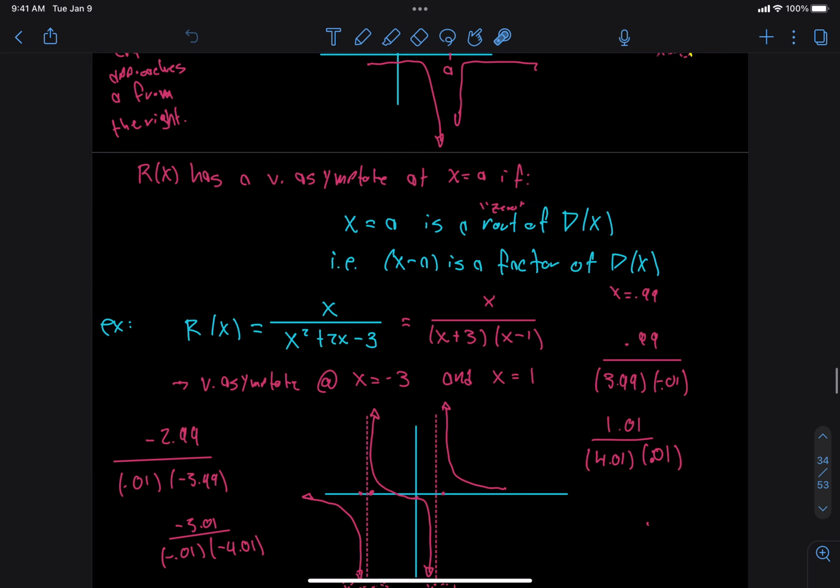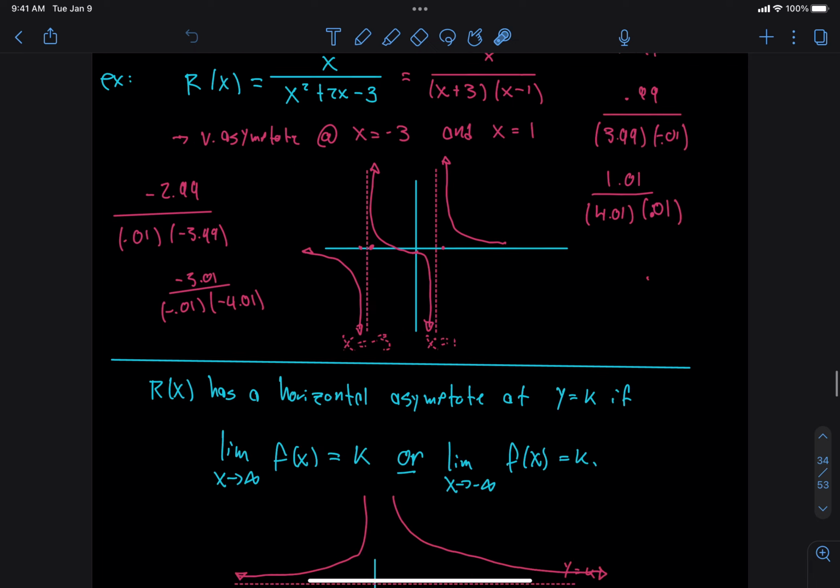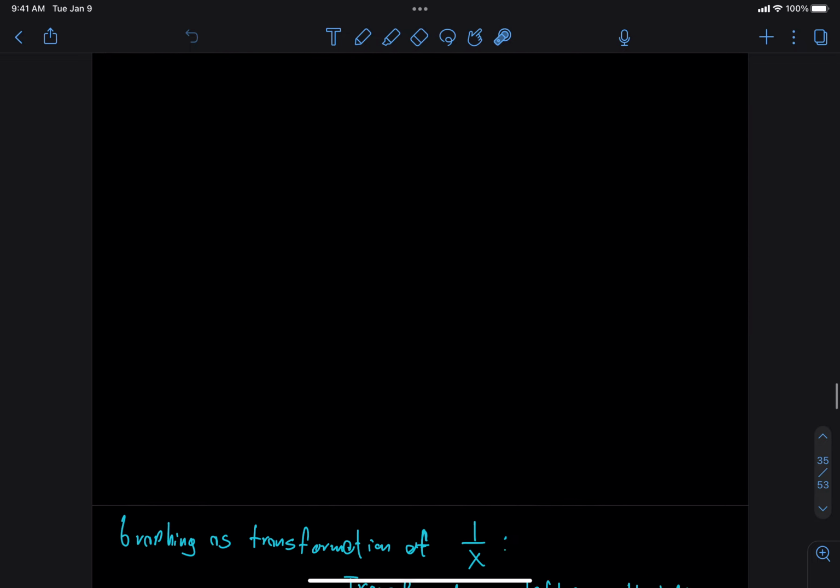Okay, so when are we going to have one? We're going to have one when x equals a is a root of the denominator and not a root of the numerator. So it should be a root of the denominator, but not a root of the numerator, okay? If it's a root of both, then we have a hole.